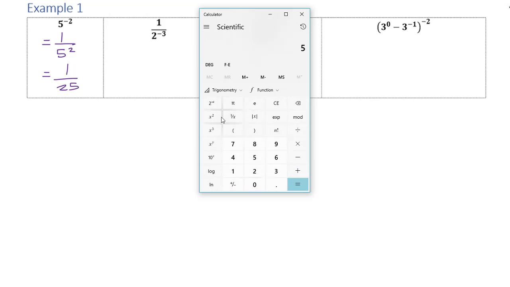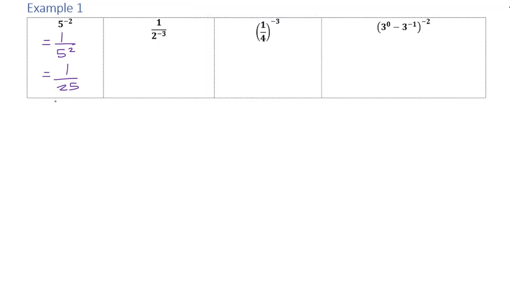If I go 5 to the power of negative 2, I get 0.04, which is what 1 over 25 is. So obviously you can punch this stuff in your calculator, but those of you who want to continue in math have to make sure you keep working on these skills without relying on your calculator for everything.